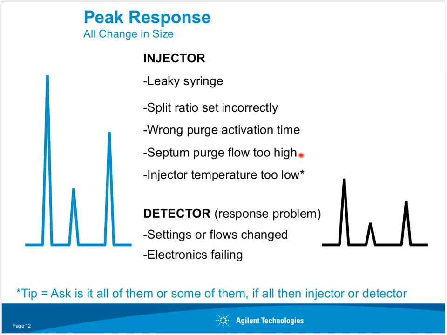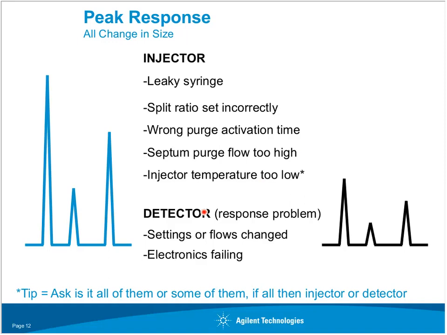On a lot of newer instruments, you can't adjust the septum purge. But somehow, if the septum purge gets out of whack, at a very high or very low purge, with a very low purge, you will start to see more contaminants and a higher response. At a very high septum purge, you could actually have samples sweeping out of the inlet, so your response would be decreased. Also, please check and make sure the injector temperature is correct. Too low will, again, affect the volatility and the response to these compounds.